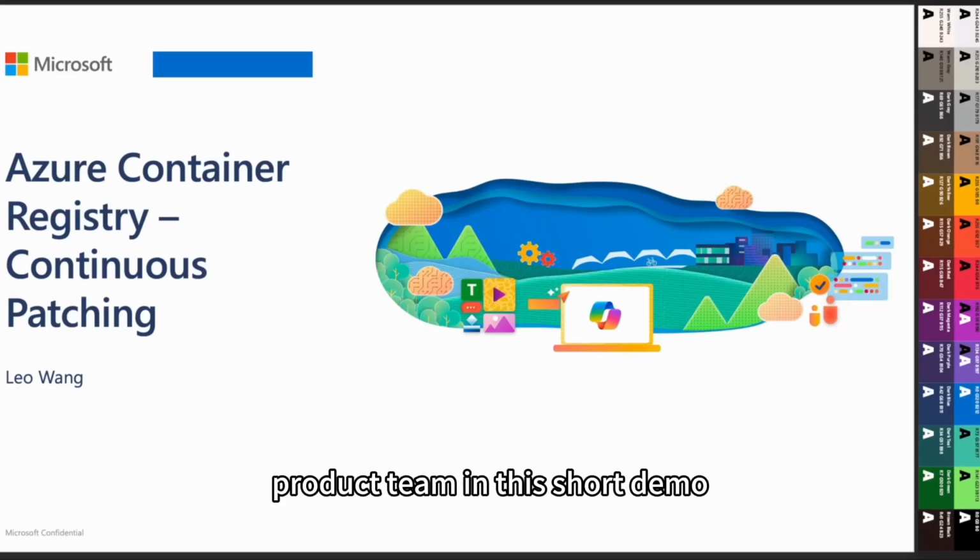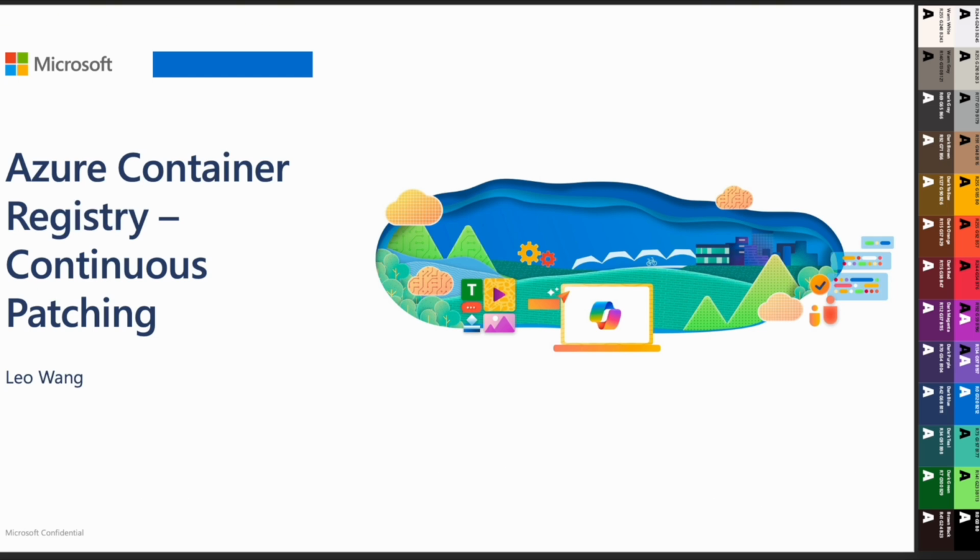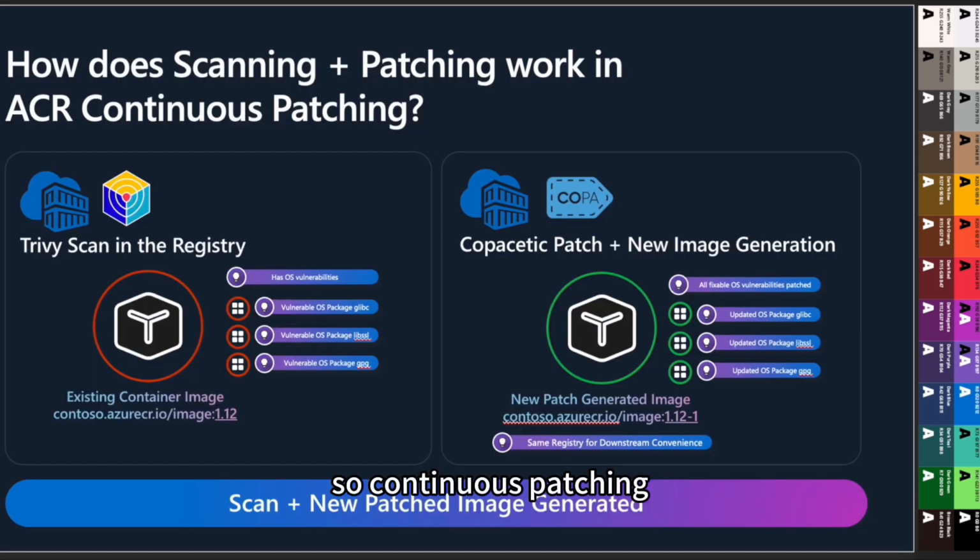In this short demo, I'll be taking everyone through how continuous patching, our newest feature, can help keep your images secure by automating both the detection and remediation of operating system level vulnerabilities. Continuous patching allows users to quickly configure a patching workflow that runs on schedule. When queued, the workflow will scan all selected images using Trivy, and if any vulnerabilities are discovered, the feature will patch it using copacetic, therefore generating a new image. This allows users to quickly fix CVEs without the need to fully rebuild.